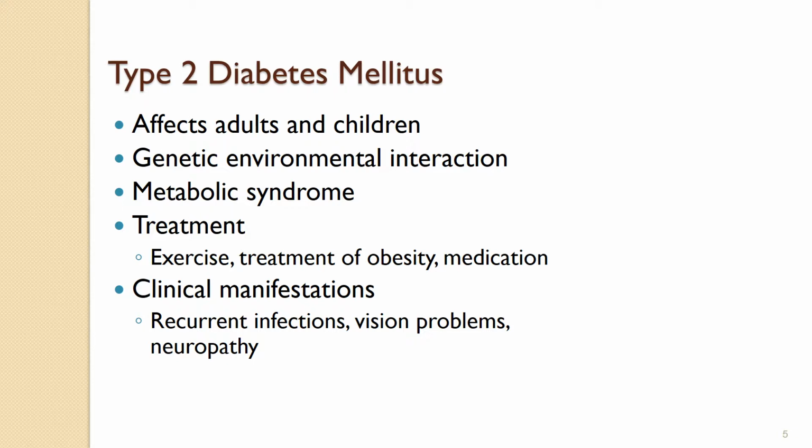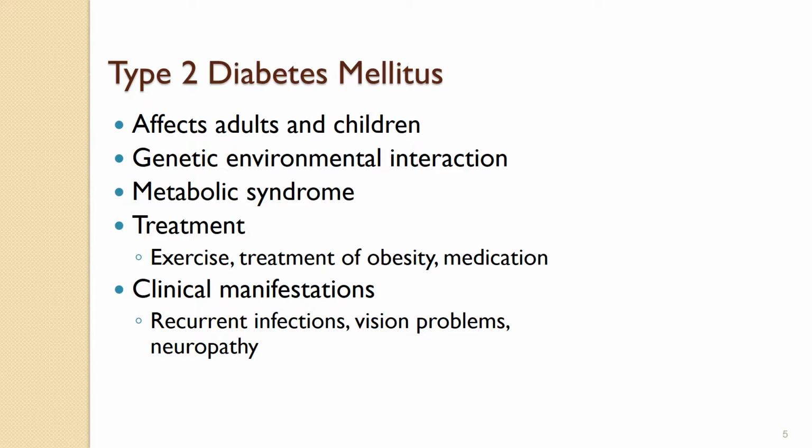Genetically, again, twin studies have been done. In this case, if one of the twins has diabetes type 2, then the other twin will have it. The probability of it is highly likely. Also, environmental interaction is, of course, playing a role.